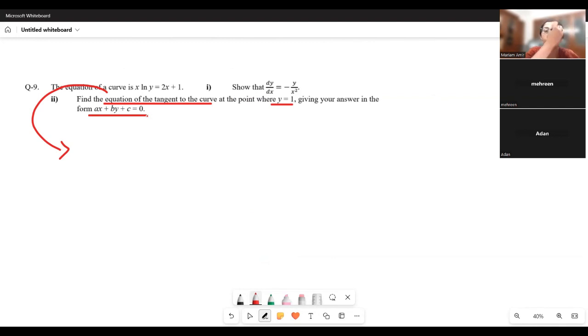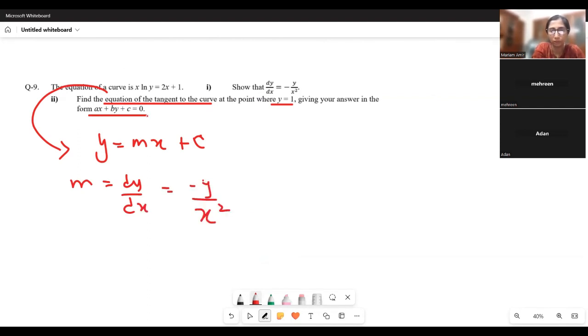Okay, so find the equation of tangent to the curve, which is y equals mx plus c. m is what, dy over dx, which we've already found. But now we have to substitute values in it, minus y upon x squared. Okay, now what do we substitute for y and what do we substitute for x?